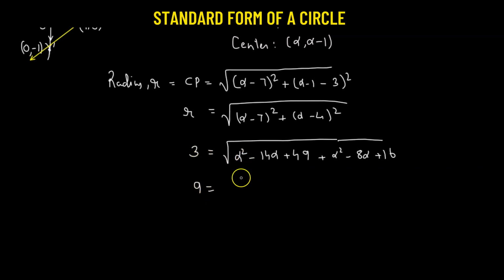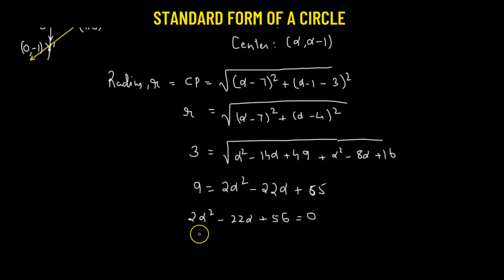So we have 9 equals, so alpha squared plus alpha squared gives us 2 alpha squared. Then we have negative 14 alpha and negative 8 alpha, so that's going to give us negative 22 alpha. Then we have 49 plus 16, so that's going to be 65. So finally we get 2 alpha squared minus 22 alpha plus 56 equals 0.